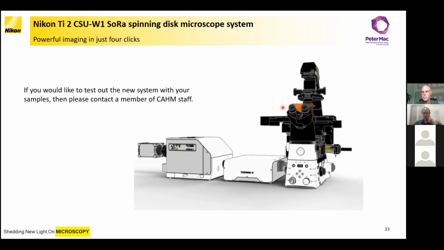If anyone has any questions, feel free to either put it in the chat, or if you want to put your hand up, I can unmute you to ask a question directly, either for Kevin or myself. As Kevin mentioned, if anyone wants to come and test the system out with some samples, we're open to letting people do that.